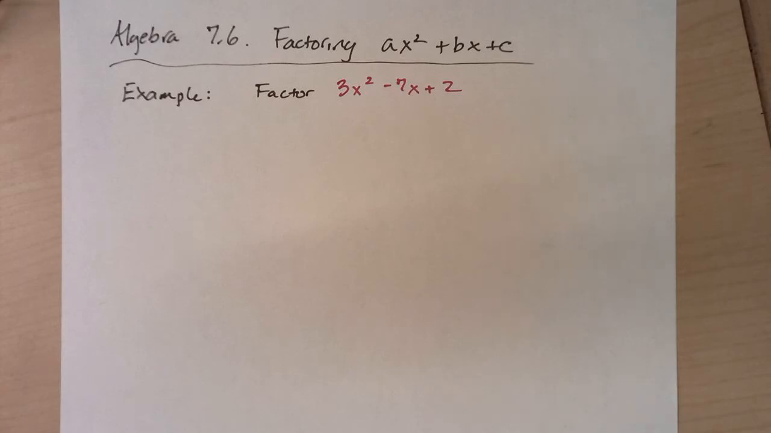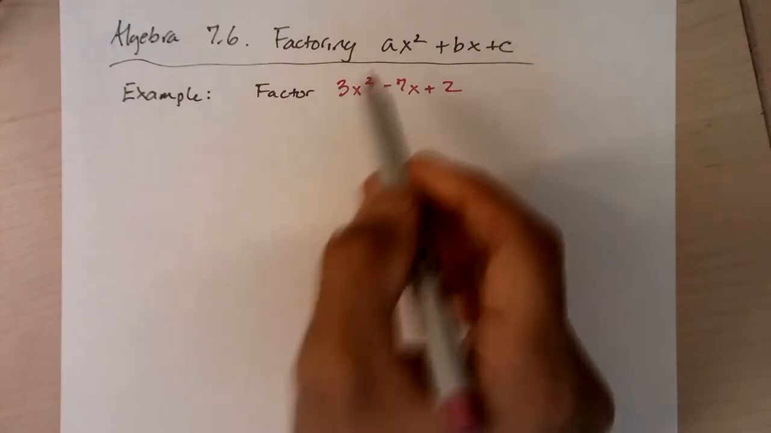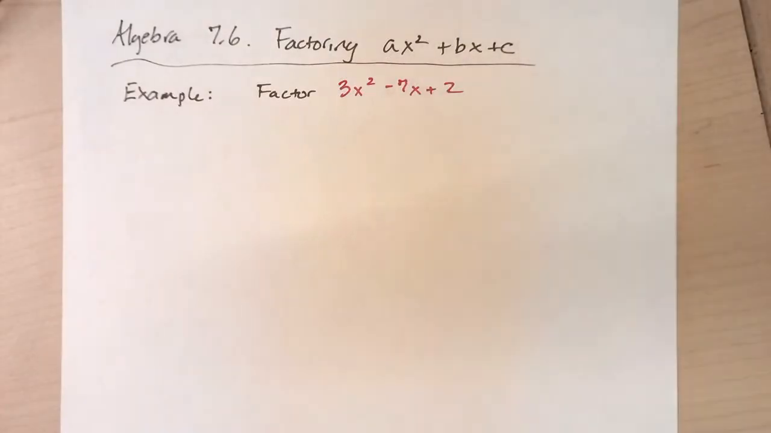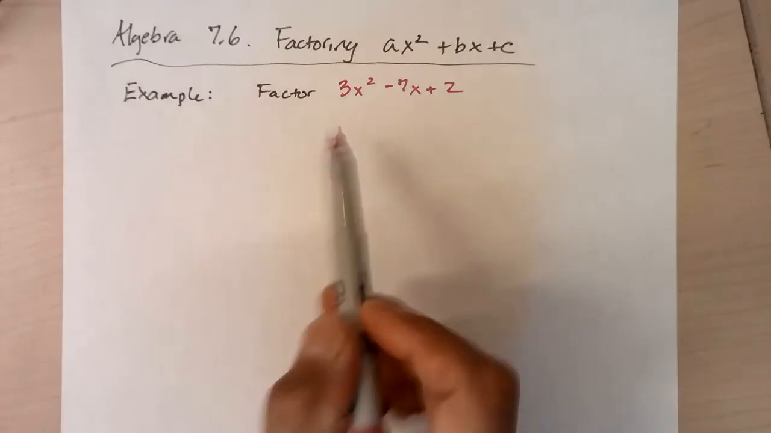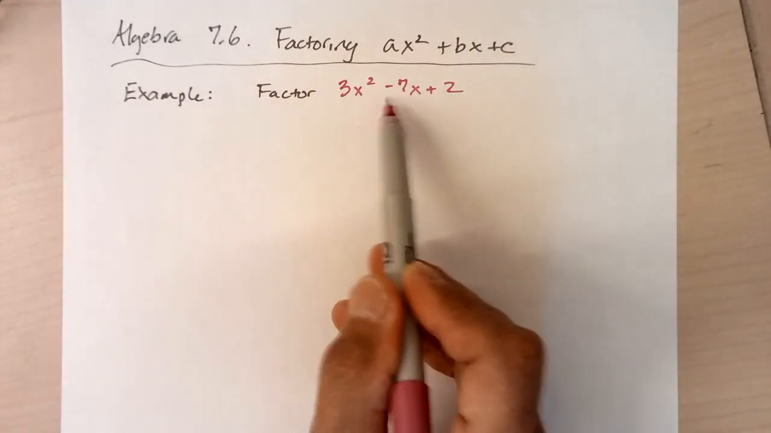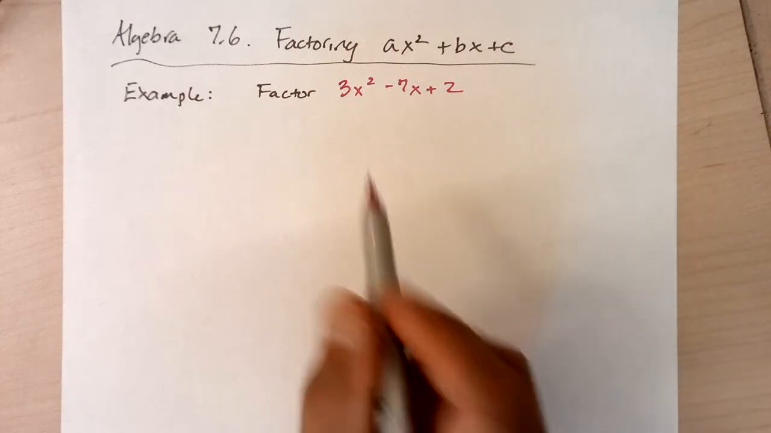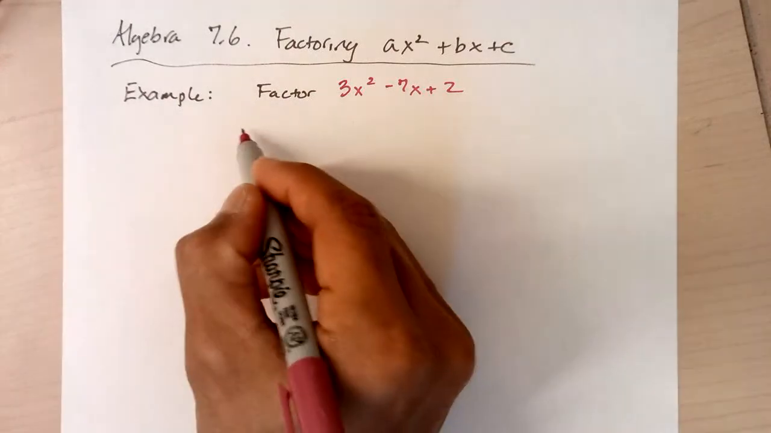Okay, in Algebra 7.6, we'll be factoring polynomials, more specifically quadratic trinomials in the form of ax squared plus bx plus c. How this is different from 7.5 is that the a coefficient of x squared will be something other than 1, which actually makes it a little bit more difficult to factor. For example, if I wanted to factor 3x squared minus 7x plus 2, I would try to factor that into the product of two binomials.